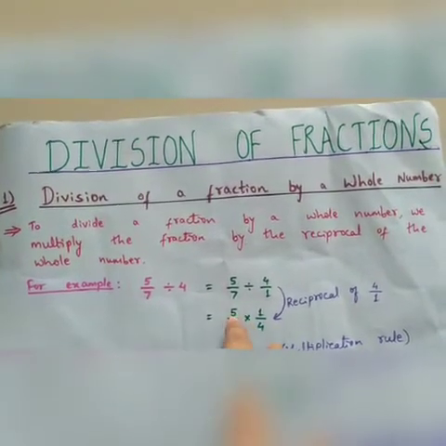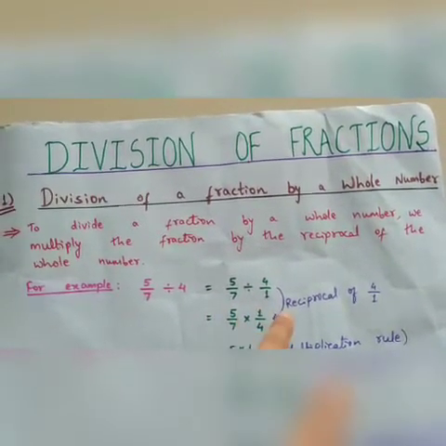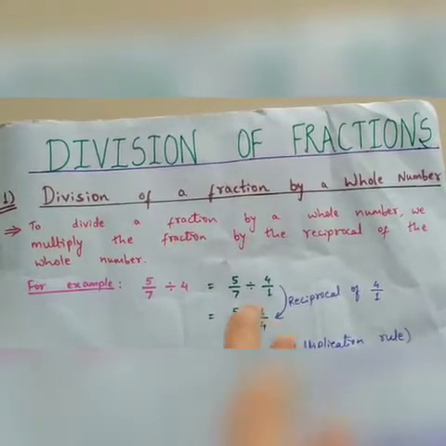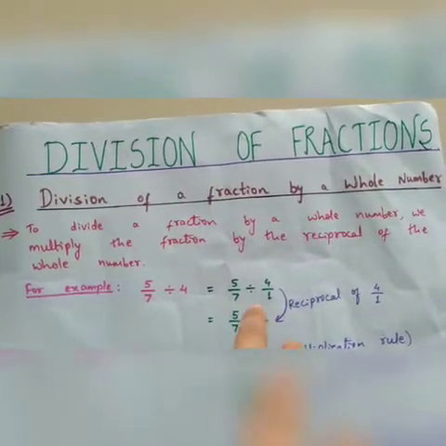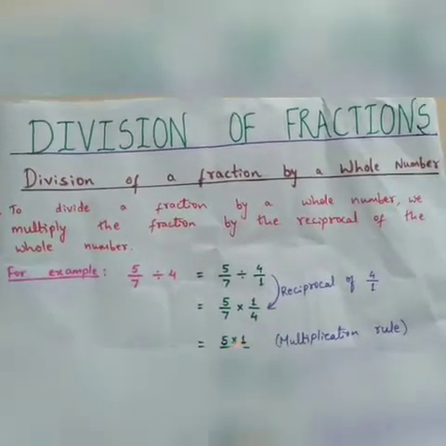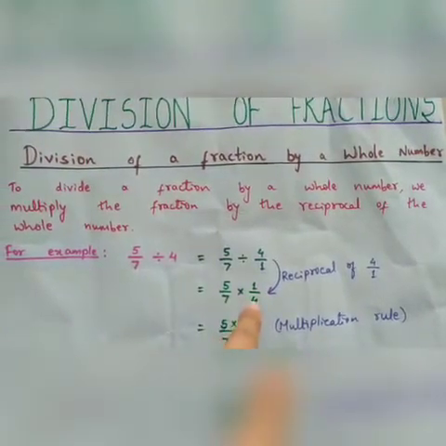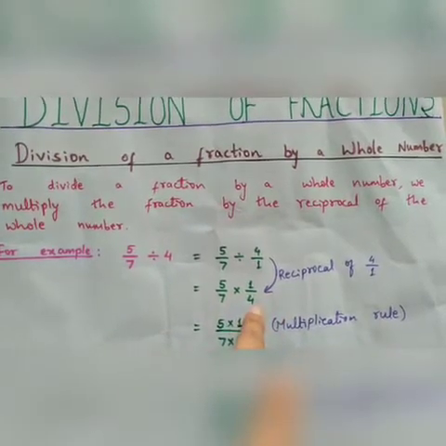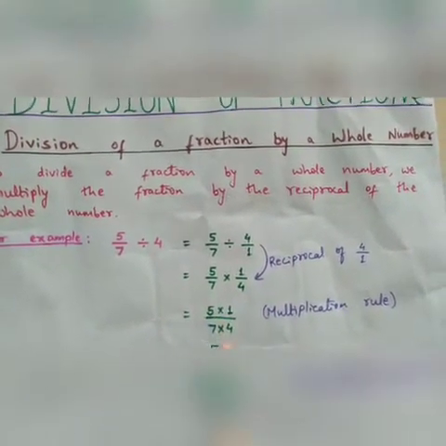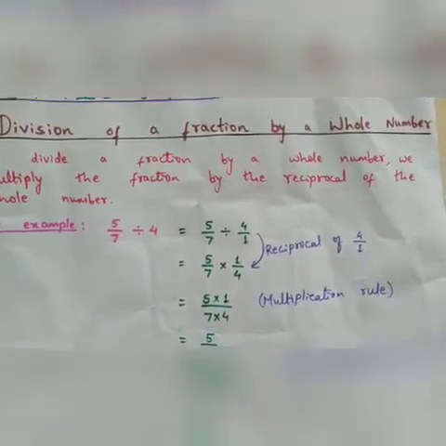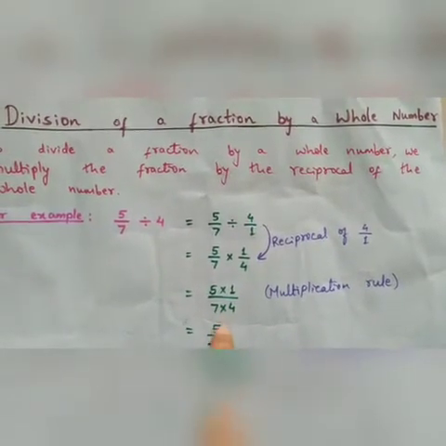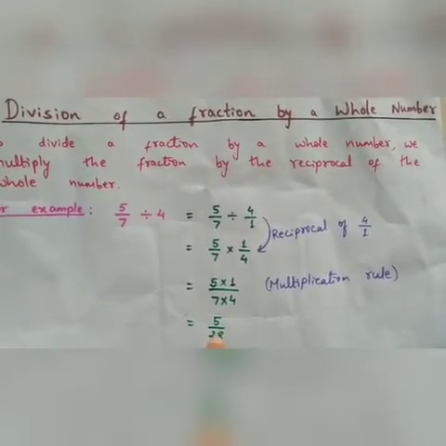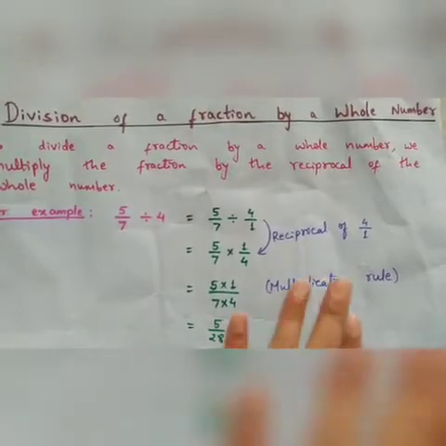Okay. Now according to the multiplication rule, we have to multiply the numerators and multiply the denominators. So we get the product. In the numerator we get the product of the numerators, and in the denominator we get the product of the denominators. That is 5 multiplied by 1 upon 7 multiplied by 4. So 5 multiplied by 1 we get 5, 7 multiplied by 4 we get 28. Okay, so the answer is 5 by 28. This is a proper fraction, so here there is no need to convert to a mixed fraction. So keep it as it is.